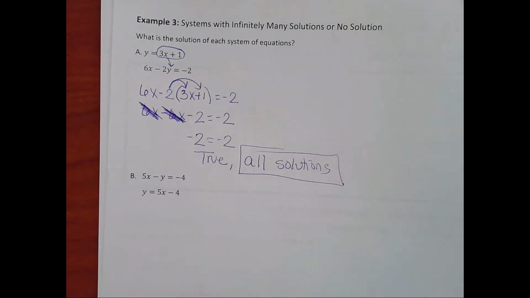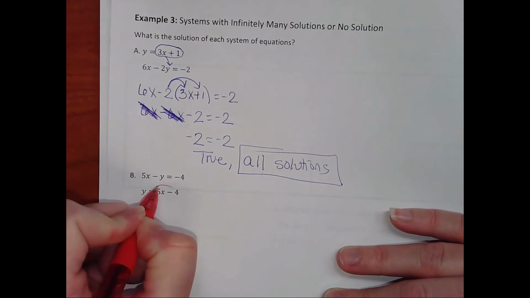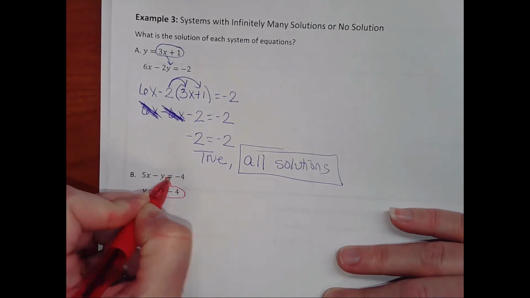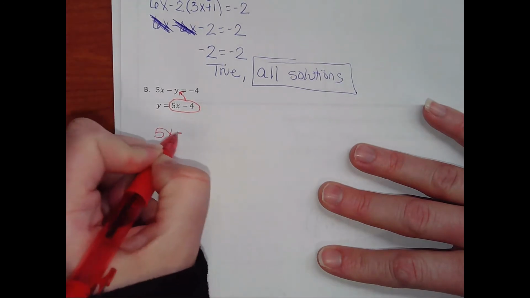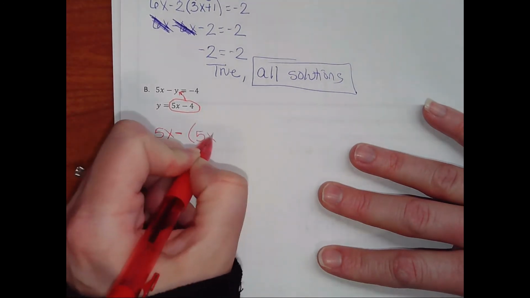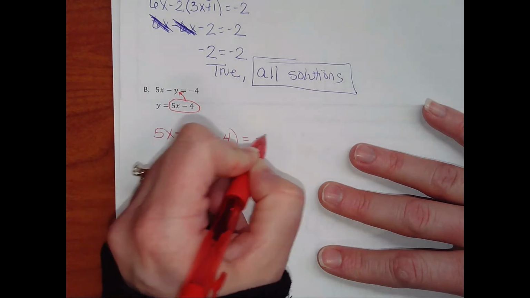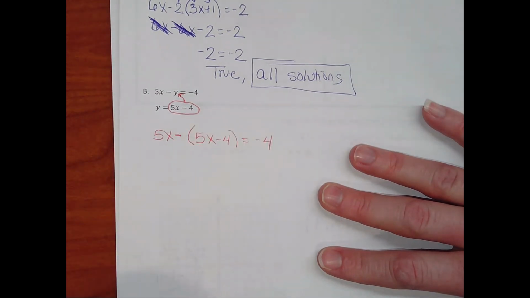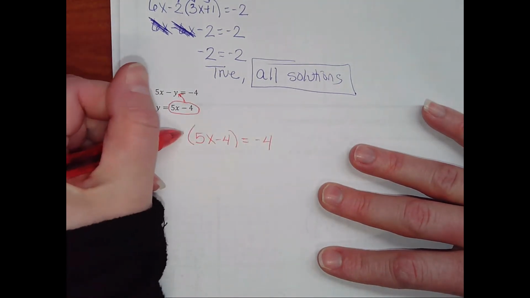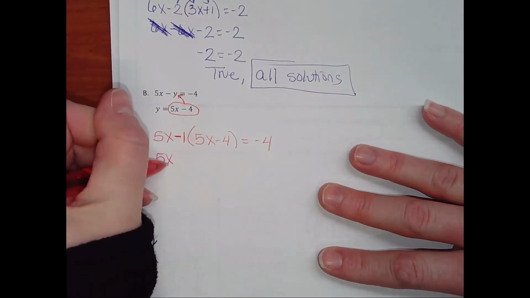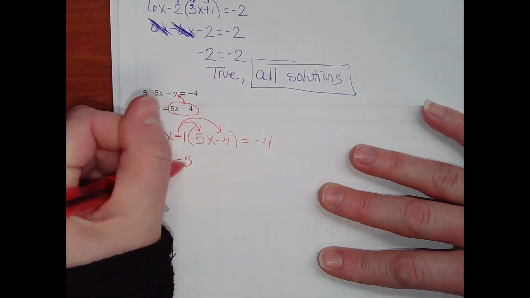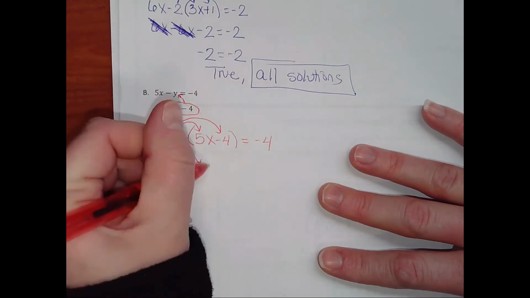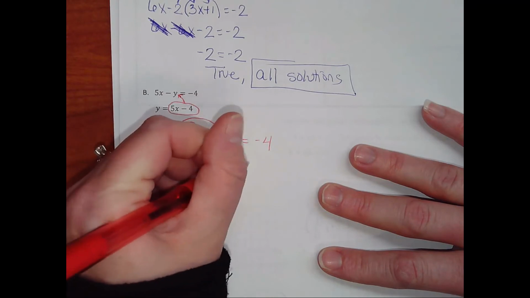Let's take a look at part B here. The second equation is already solved for y. So we're going to take 5x minus 4 and substitute it in for y. So I have 5x minus parentheses 5x minus 4 equals negative 4. So I have parentheses, I'm going to distribute. This is like a negative 1, so bring down that 5x, and I'm going to distribute the negative 1. So I have negative 5x, negative 1 times a negative 4 is a positive 4 equals negative 4.